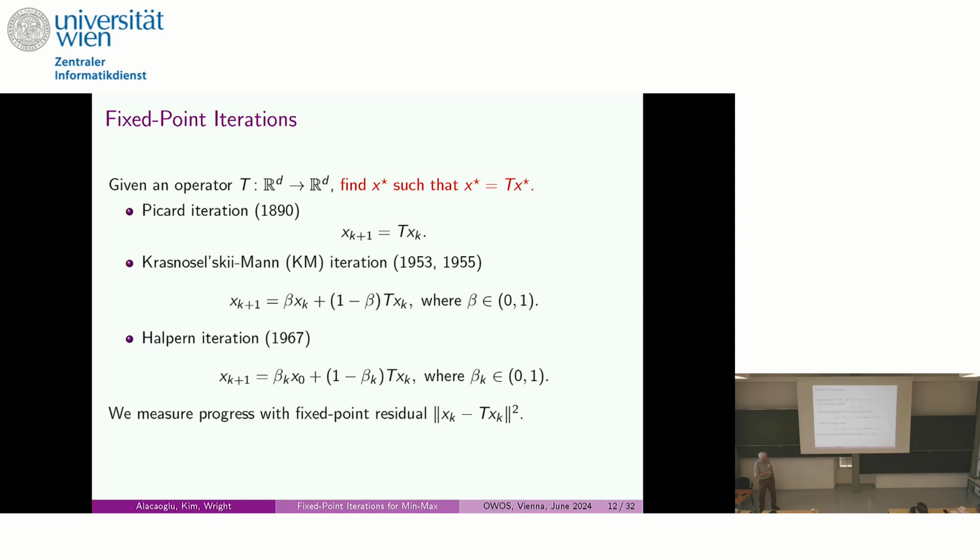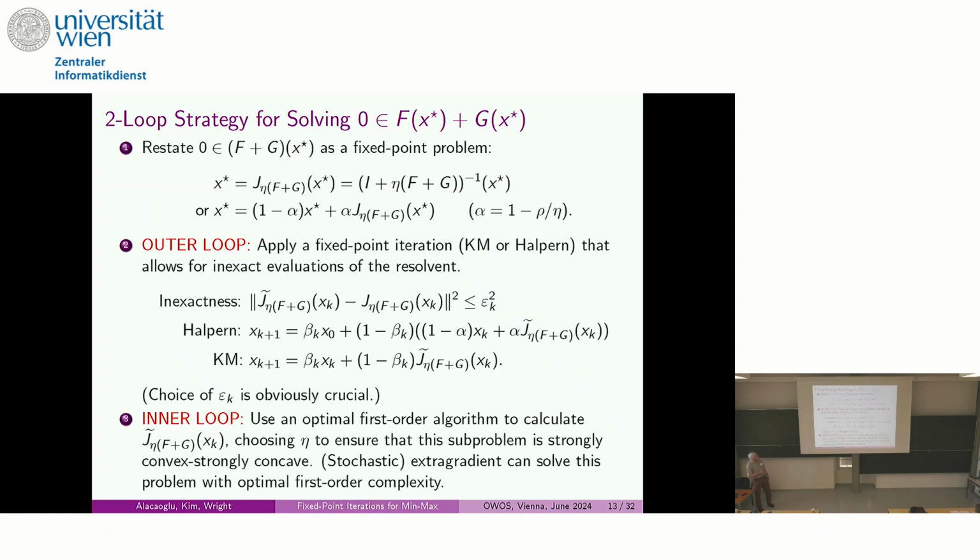How do we measure progress towards a solution? Well, the natural thing to do is just to take the difference between the left and right-hand sides, since this is a fixed point problem. So we keep track of this distance, and we hope that it shrinks to 0 at a certain rate. So we get complexity results by saying how big k has to be to reduce this quantity below, say, epsilon squared.